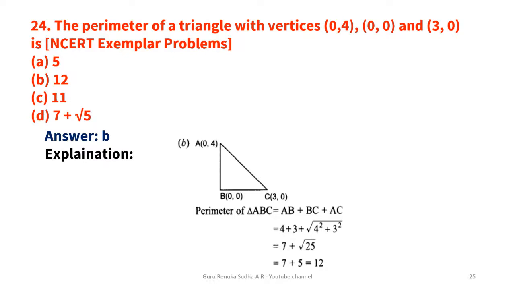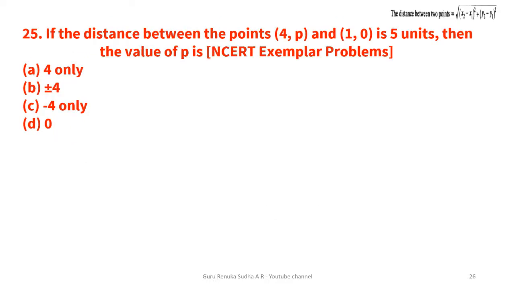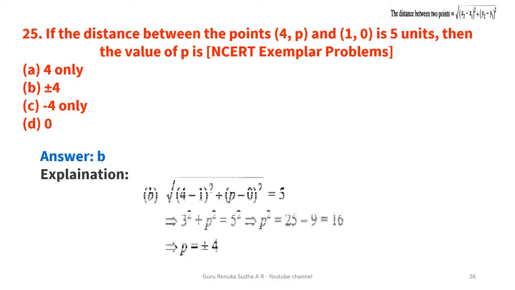Okay, next, if the distance between the points (4, P) and (1, 0) is 5 units, then we have to calculate the value of P. Okay, the answer is B, plus or minus 4. That is the answer. Here we have used the distance between the 2 points formula and substituted the values in that. Then I got this answer, plus or minus 4.